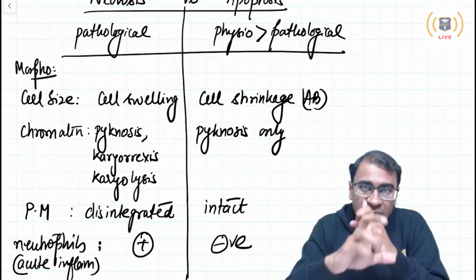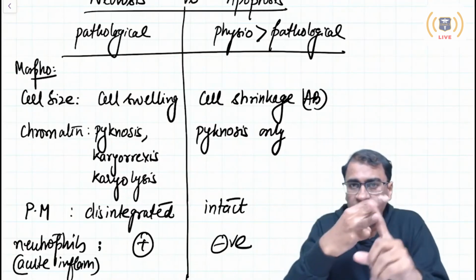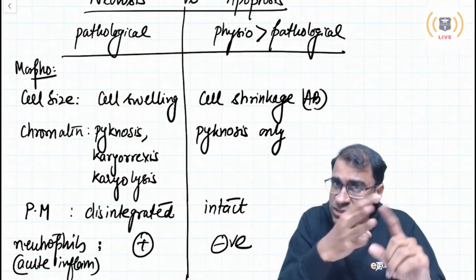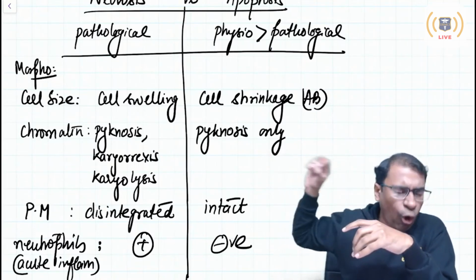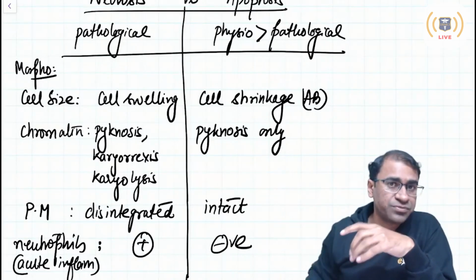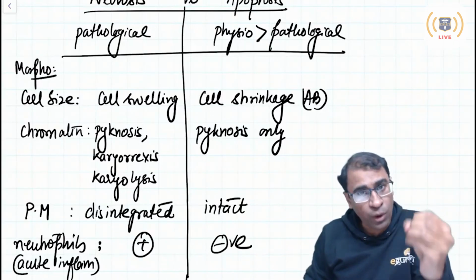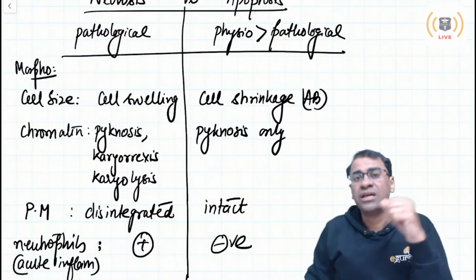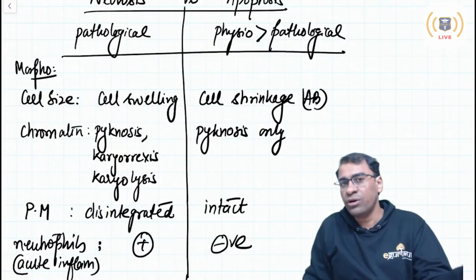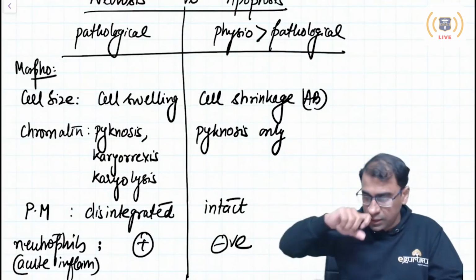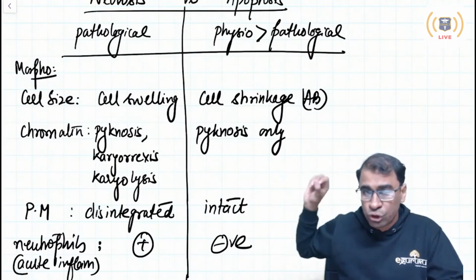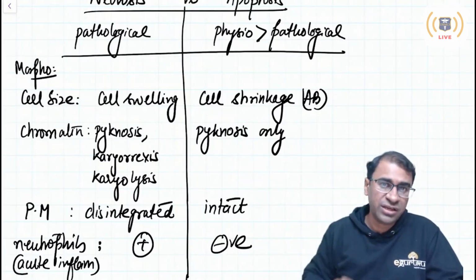Then chromatin in necrosis underwent 3 steps. First pycnosis, then rhexis, and finally karyolysis. But this had undergone only and only pycnosis. Cell outline was broken in necrosis, because of which the lysosomal enzymes came out and that caused inflammation. But here what you see, this is completely intact and you don't see any inflammation here.